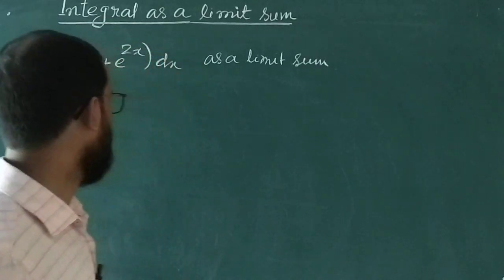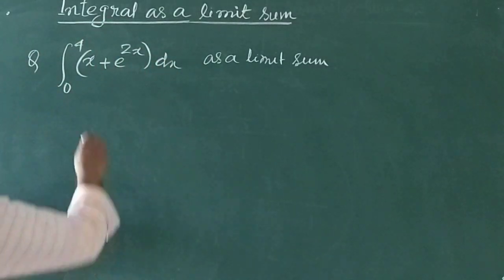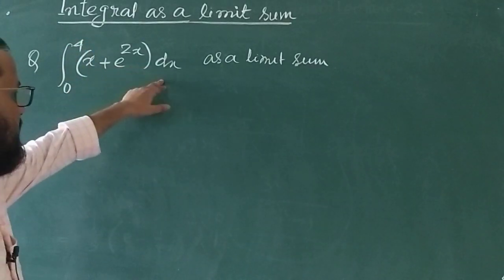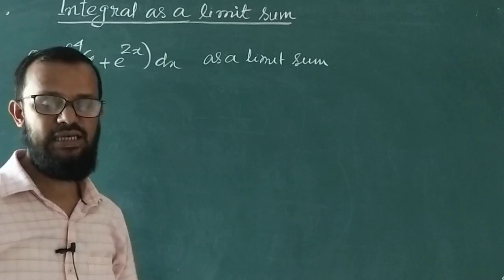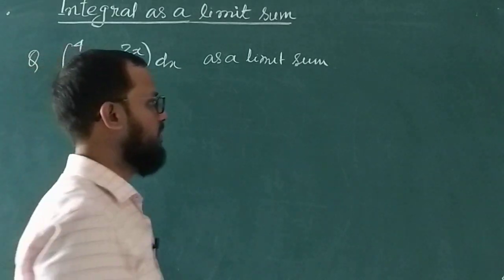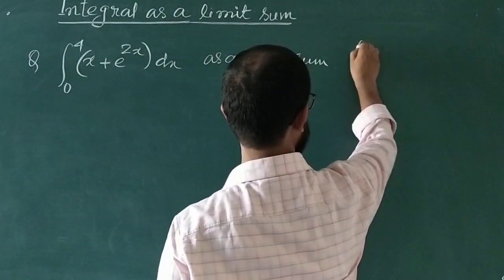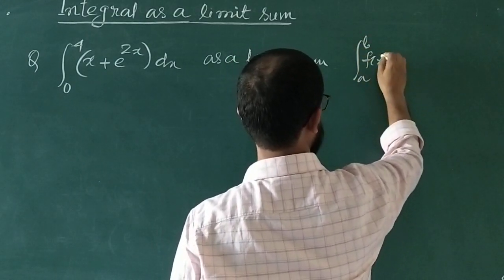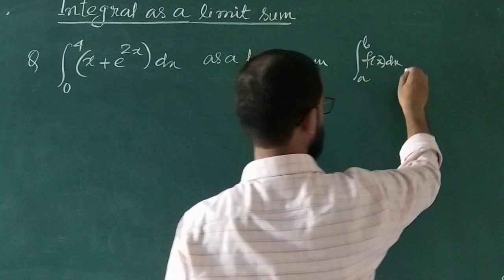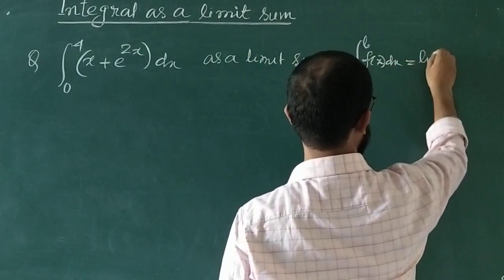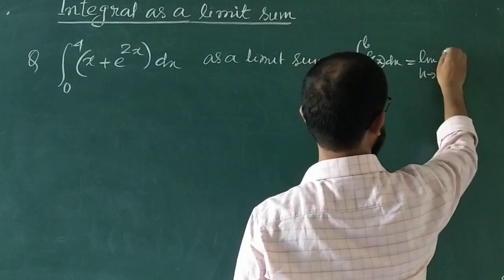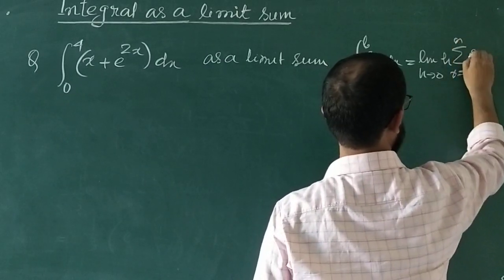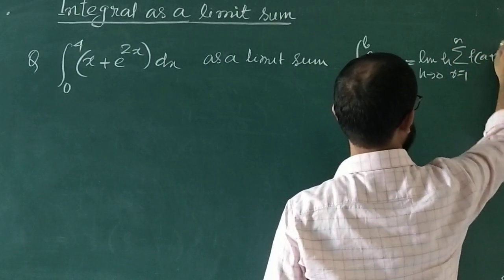The first question of today's class is integration 0 to 4 of x plus e to the power 2x dx. You have to find it as a limit of a sum. What is the formula? You know the formula: integration a to b f(x) dx is equal to the limit h tends to 0 of, let me revise it, summation r equal to 1 up to n f of a plus rh.